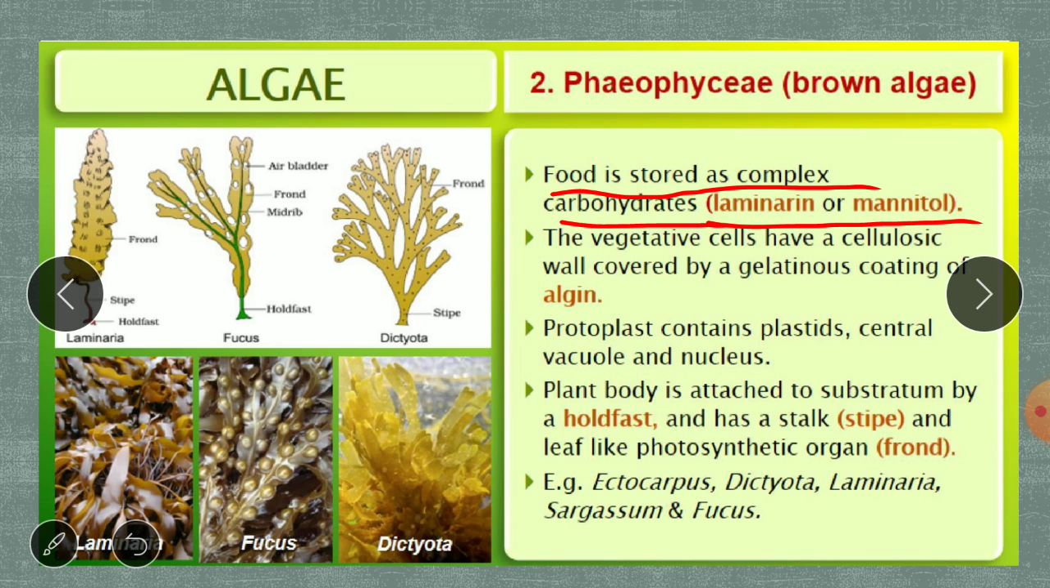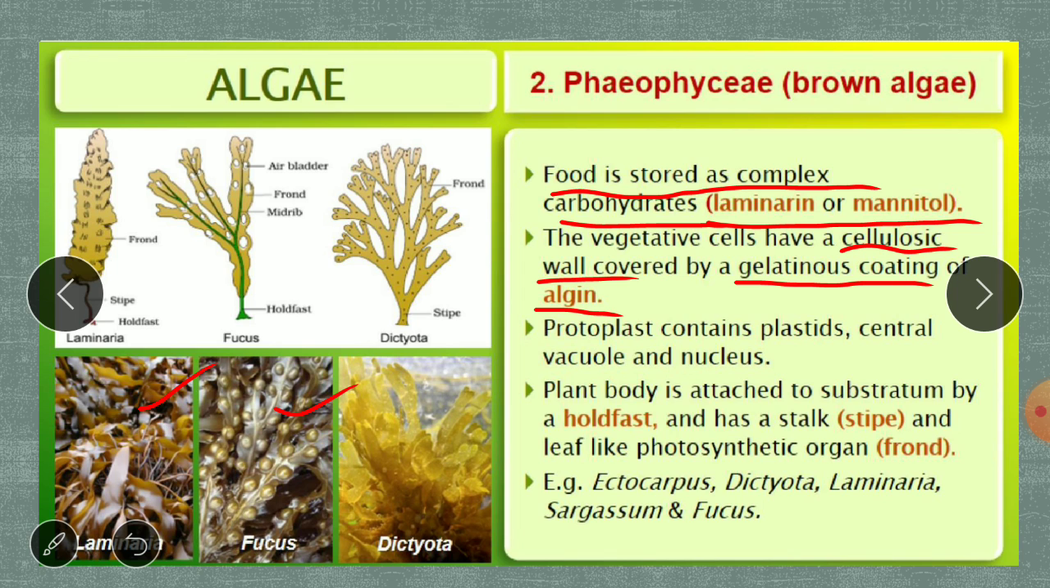The vegetative cells have a cellulosic wall covered by a gelatinous coating of algin. In the Chlorophyceae the cell wall was made up of cellulose, but here, together with cellulose, the cell wall has a thin gelatinous coating of the substance algin. Because of this, you can see a little bit of shiny appearance in the plants.